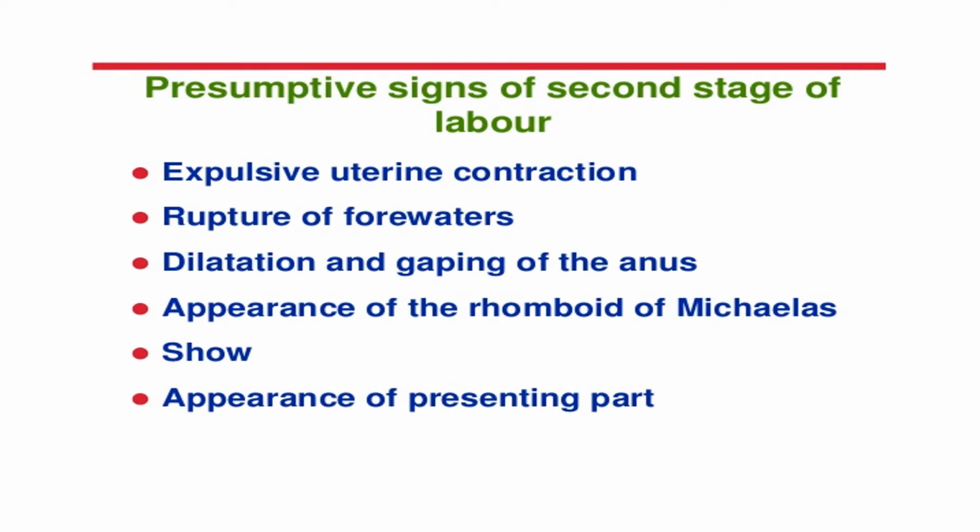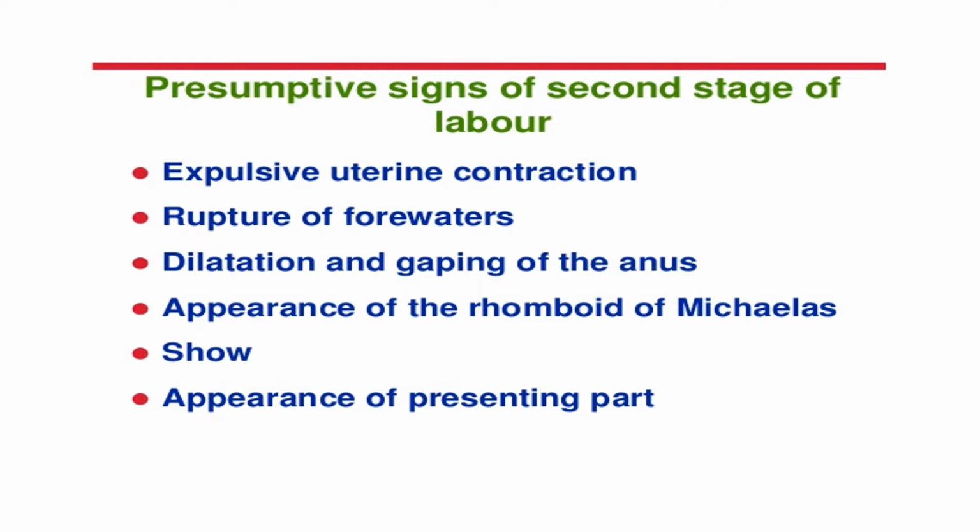Now we can see the presumptive signs of the second stage of labor. How can you identify whether the woman is in the second stage? One is that expulsive uterine contractions will be there, and rupture of membranes will be there. And if you are observing the perineal area, you can see dilatation and gapping of the anus, and the appearance of the rhomboid of Michaelis will be there.